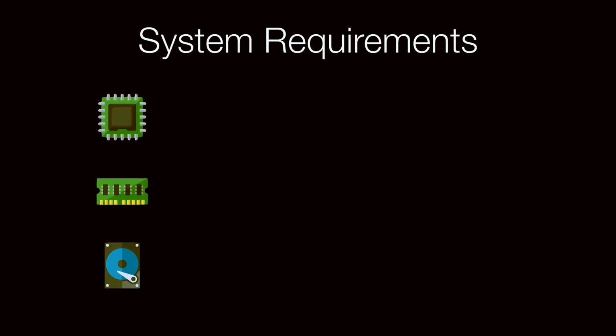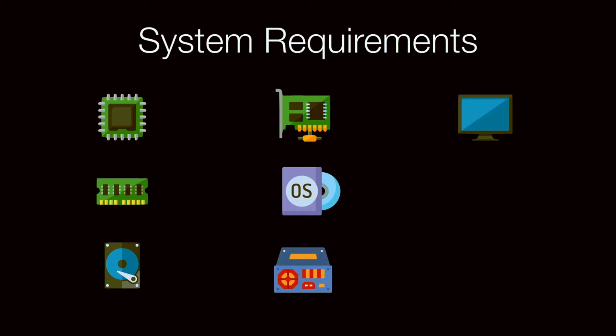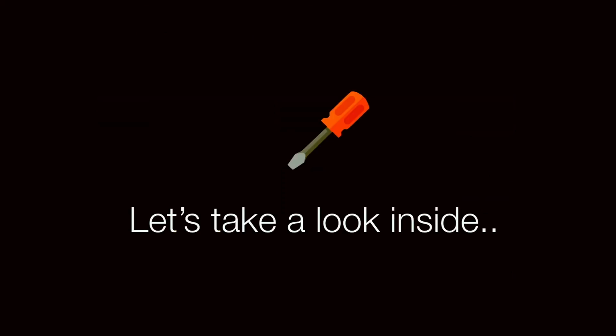So let's look at some system requirements. Well, we need to consider the CPU, the RAM, some hard disk space, of course, some networking, just to get some software on there, of course, what type of OS it's running, some power, and maybe a display, some sound, and a keyboard and mouse. So let's take a look inside.